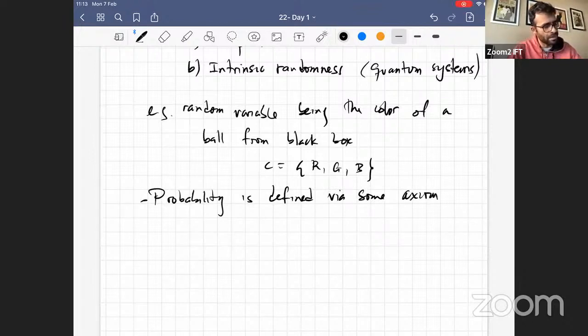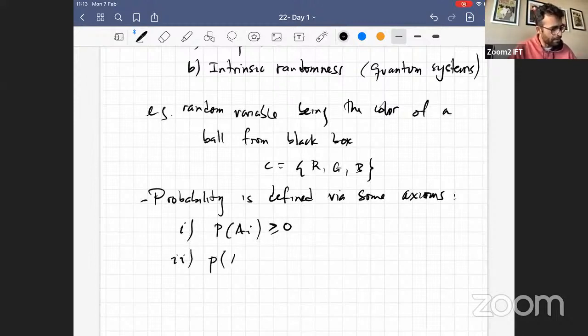And the axioms are very basic conditions. So you have the probability of an event Ai. This should be larger or equal to 0. So you have another axiom, which is the union of, for example, A1 and A2.